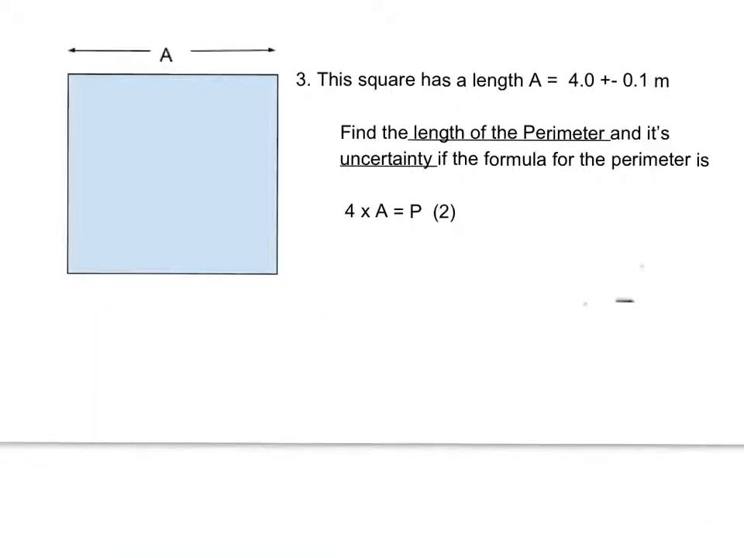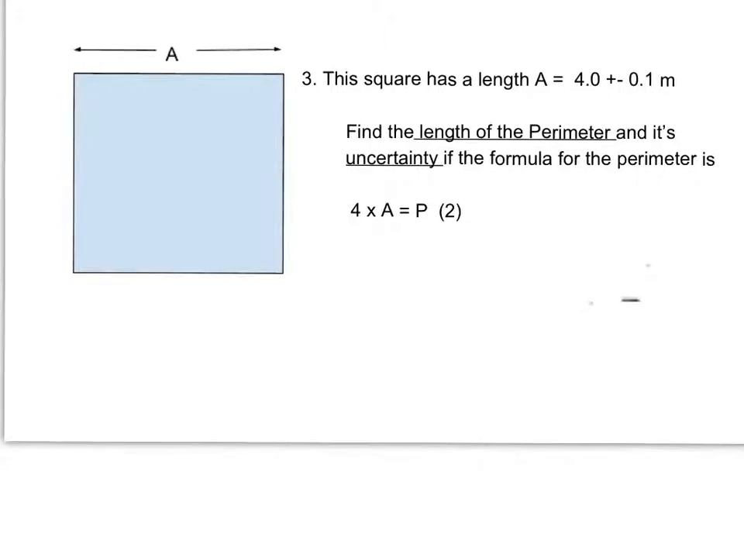For question 3, the square has a length of A equal to 4 plus or minus 0.1 meters. Now, what is the length of the perimeter? The length of the perimeter is 4 times A, or A plus A plus A plus A.